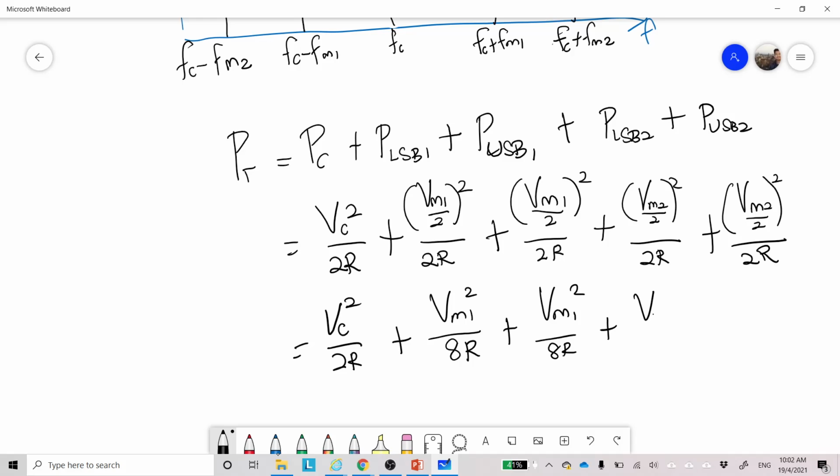Based on these long equations, actually this is equal to PC times 1 plus mt square over 2. You will get the same answer. Even though you have many components, in a simple way you can calculate like this. You will get the same answer.